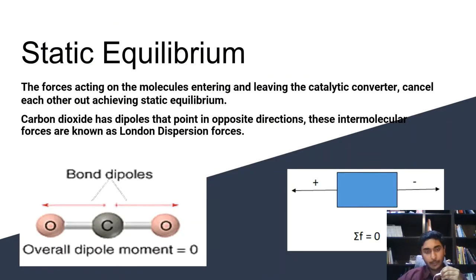At static equilibrium, the forces acting on the particles before and after the redox reaction are the same. Let's take carbon dioxide as an example. Carbon dioxide has dipoles that point in opposite directions. These intermolecular forces are known as London dispersion forces, and they cancel each other out as they are in opposite directions but the same in magnitude. This allows carbon dioxide to remain in equilibrium. Static equilibrium is achieved when the net force acting on an object or molecule is equal to zero.